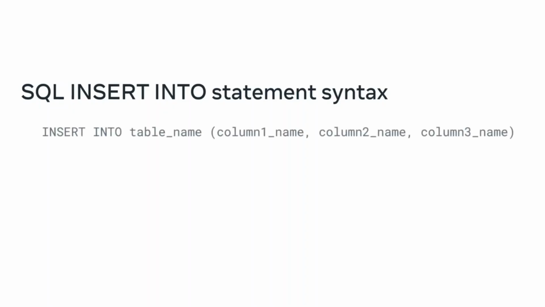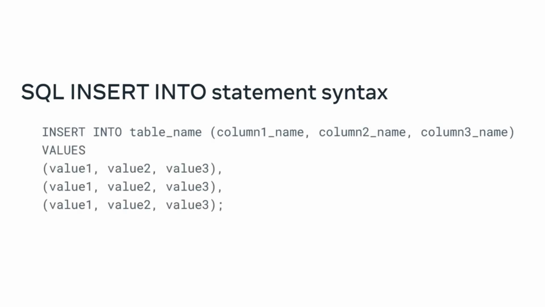You can also add multiple rows into a table at the same time. First, write the insert into clause and table, just like before. Then use the values keyword and add multiple rows of values. Just make sure that each new row is separated from a previous one by a comma. Now let's explore some examples of an insert statement.